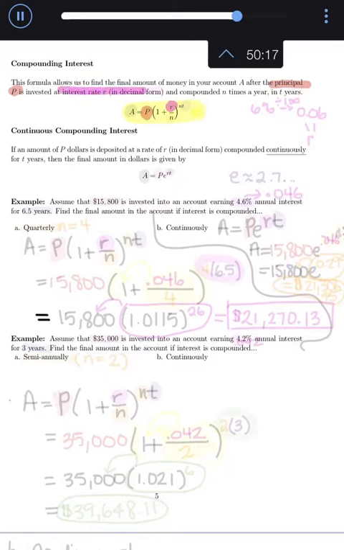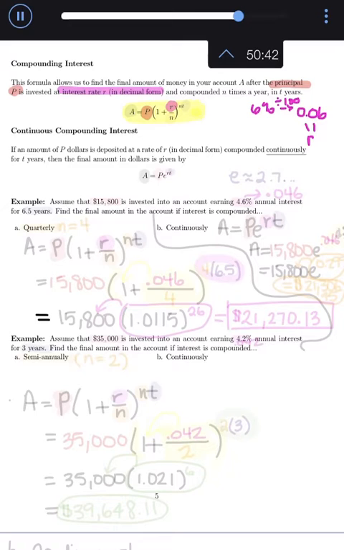So what does it mean for the interest rate to be a decimal? It means if the interest rate is, let's say, 6%, as a decimal that means take the 6 and divide it by 100, and that will turn into 0.06. That's what you would use for your R, the 0.06.